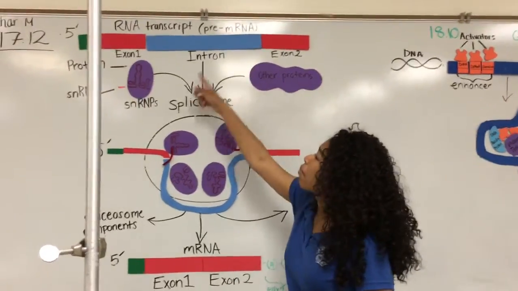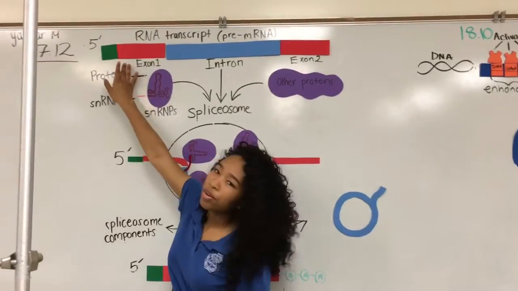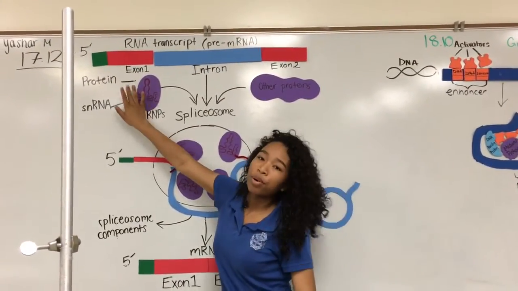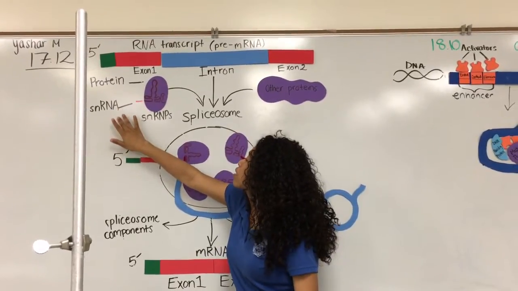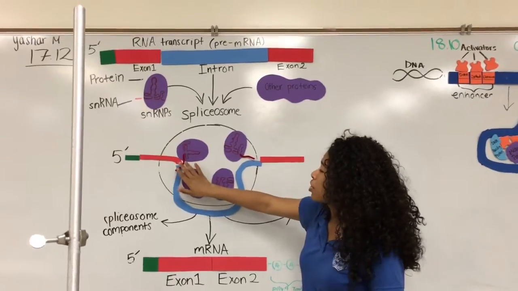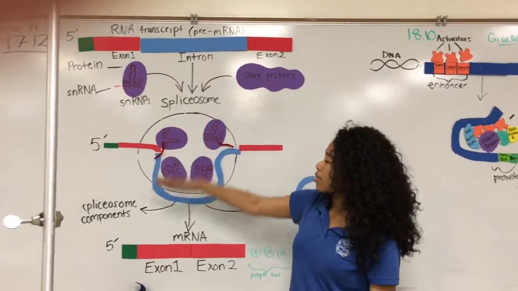So here you have the pre-mRNA, and the 5-cap provides stability to it, and also in it has 2 exons and the intron. So the snRNPs contain protein and snRNA. The snRNA binds at the intron-exon junction, and then other proteins also join in to create a spliceosome.